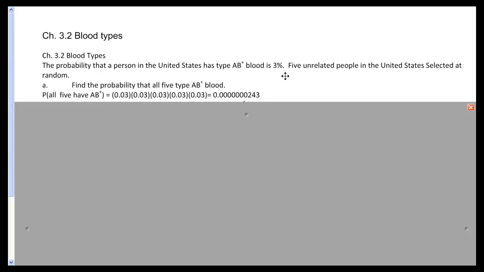So what you're going to do is, you know that one of them is 3%, which is 0.03, and there are going to be 5 people: 1, 2, 3, 4, 5, and you just multiply all 5 of them.